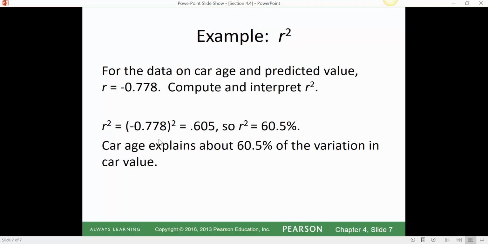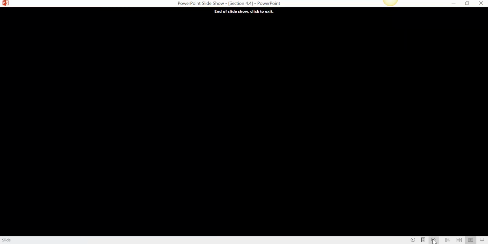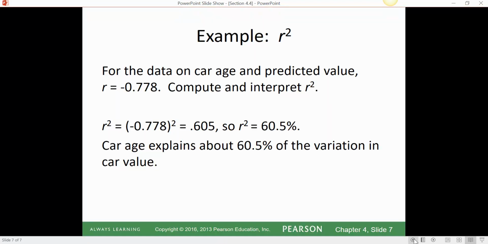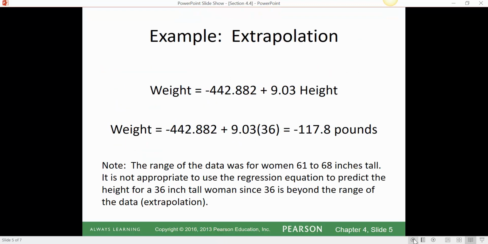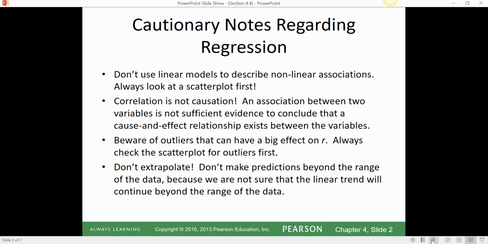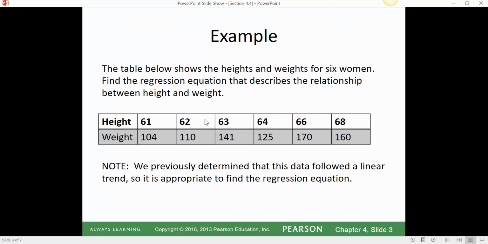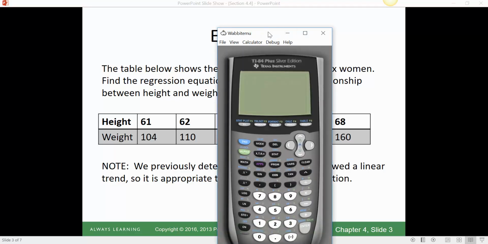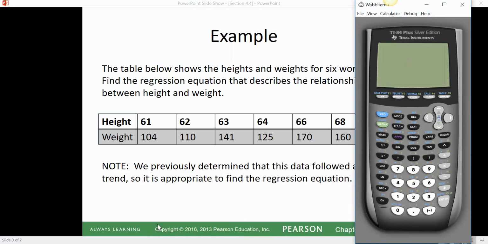So it lets us know how much of the variation in the y value our x value explains. That's the end of that slide. What I would like to do now is take this data and show you how to find R squared in the calculator and then also in R. So let me pull up the graphing calculator and we're going to enter in this data.